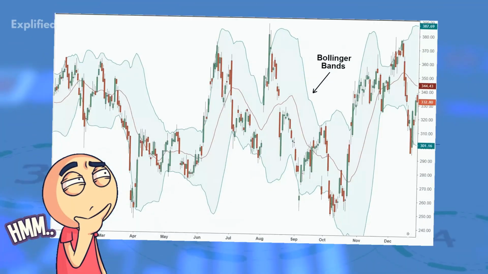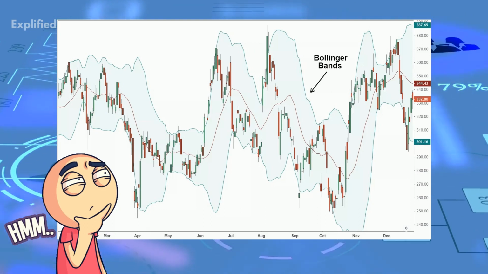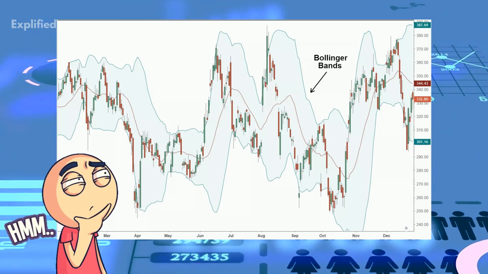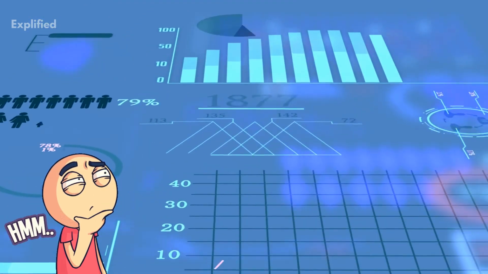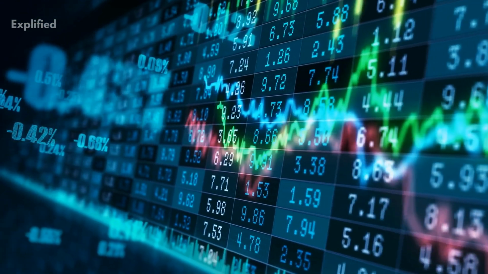A Bollinger Band is a technical analysis tool defined by a set of trend lines plotted 2 standard deviations away from a simple moving average (SMA) of a security's price, but which can be adjusted to user preferences. Let us first understand what SMA is.